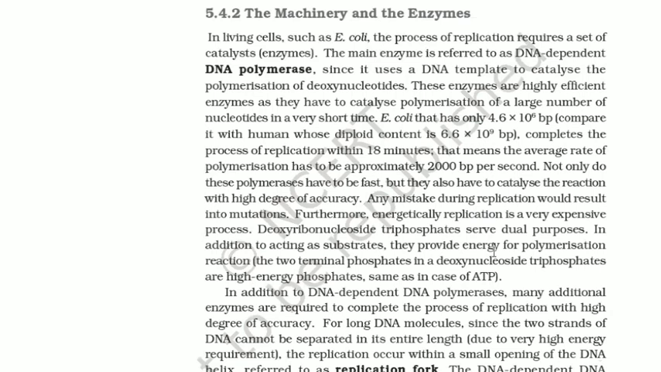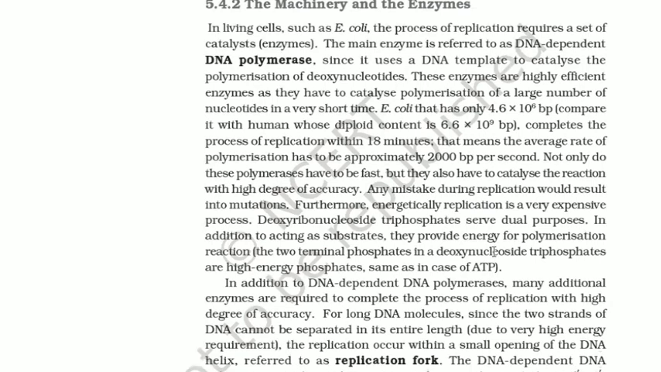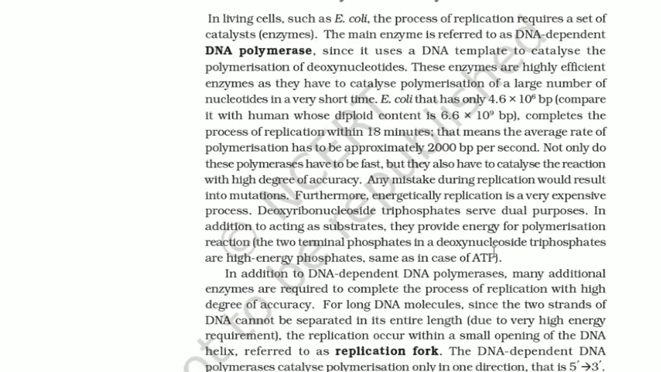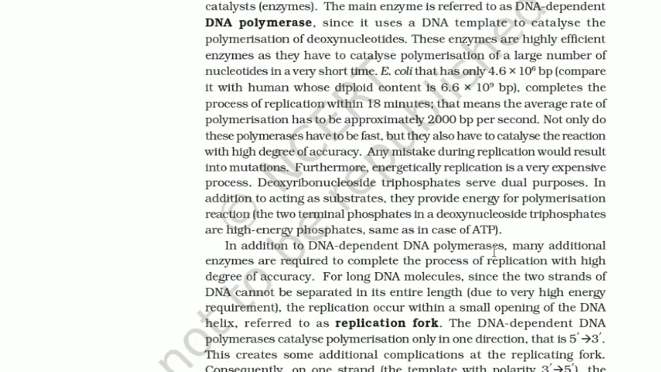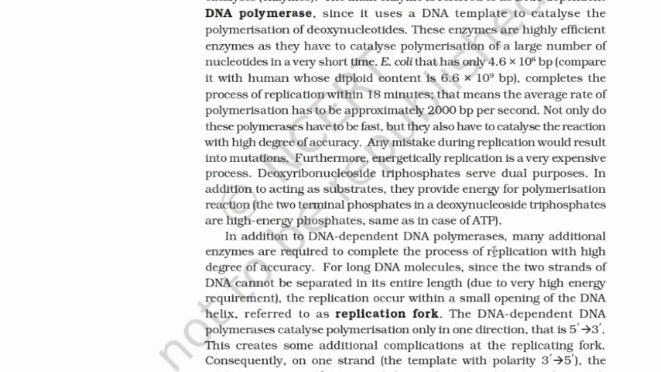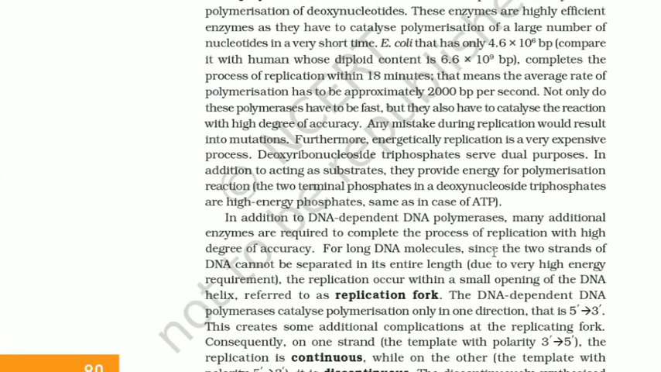5.4.2 The machinery and the enzymes. In living cells such as Escherichia coli, the process of replication requires a set of catalysts, that is, enzymes. The main enzyme is referred to as DNA-dependent DNA polymerase, since it uses a DNA template to catalyze the polymerization of deoxynucleotides. These are highly efficient enzymes, as they have to catalyze polymerization of a large number of nucleotides in a very short time.